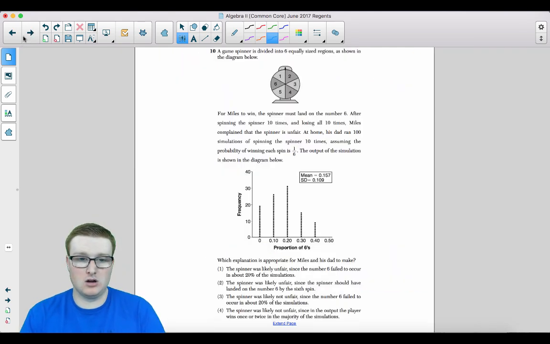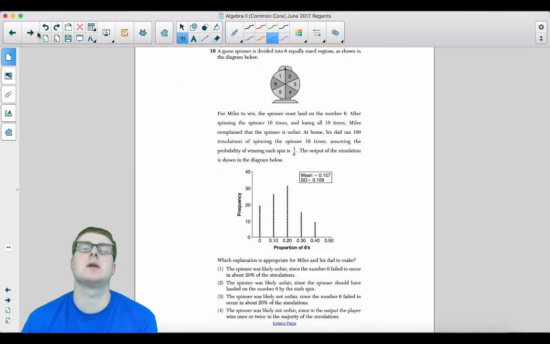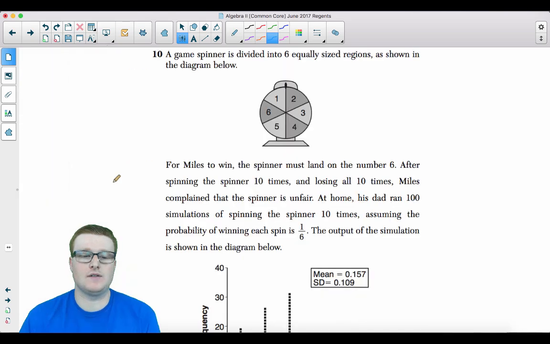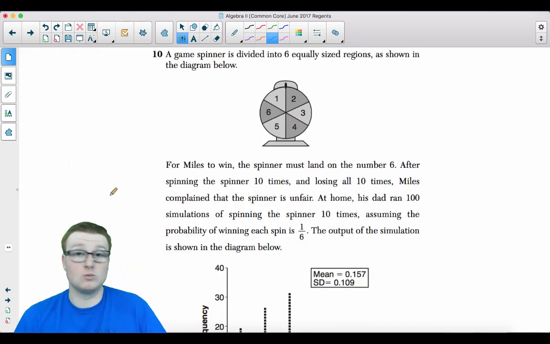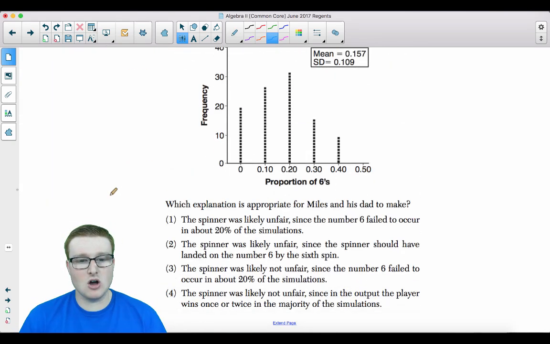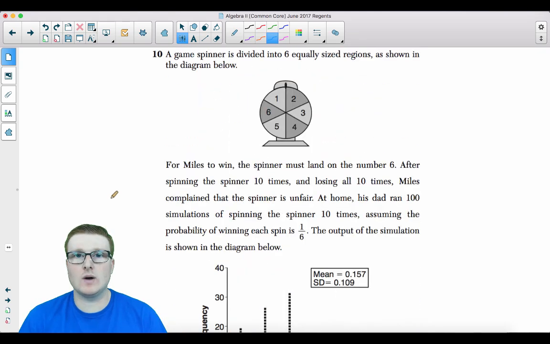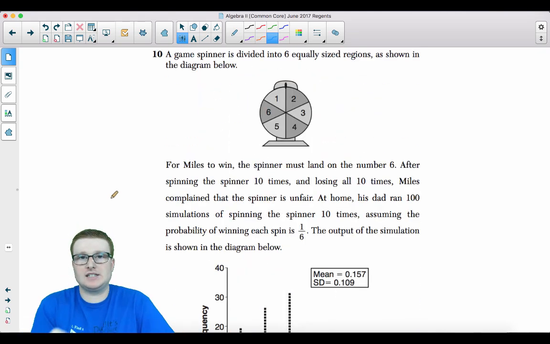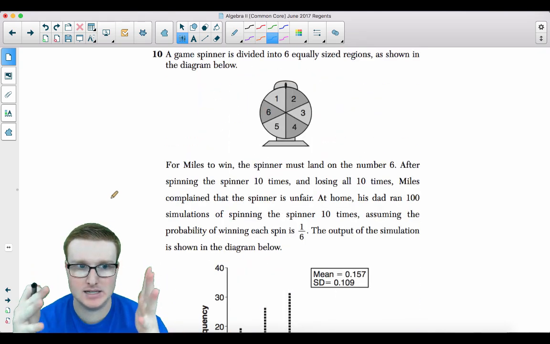Moving on to number 10. Oh God, I have to explain this. Fine. Okay. We'll be okay. This is actually, on the Regents, this was a one-page question. So I'm going to try to explain this as best as I possibly can.